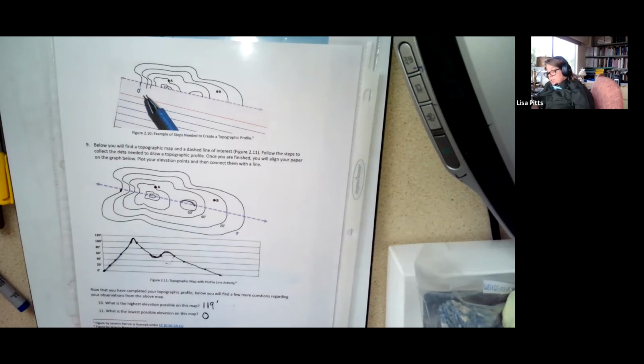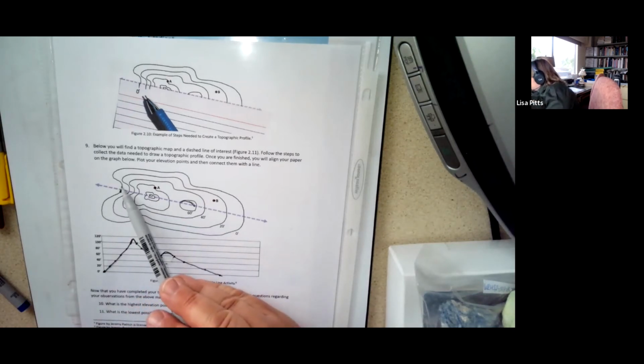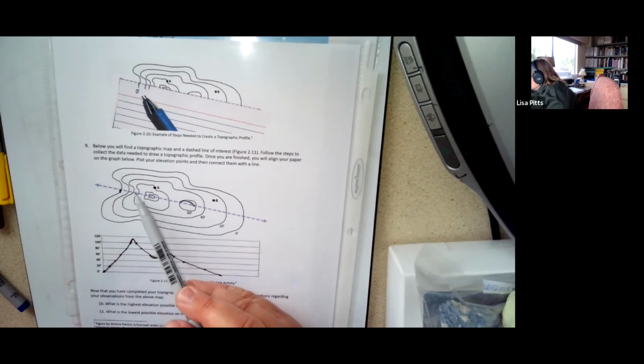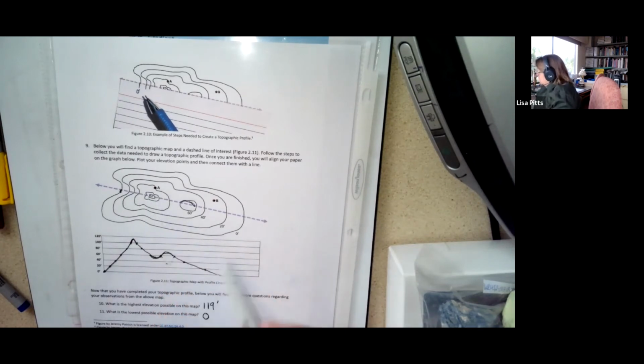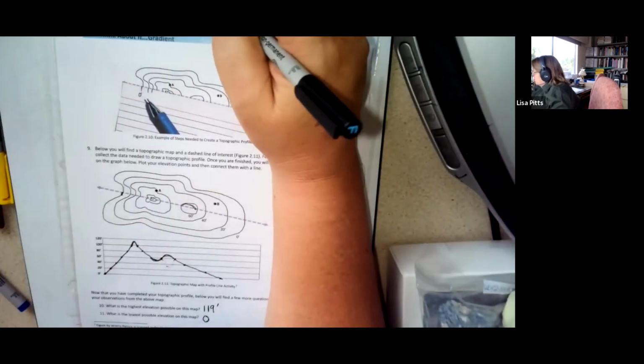Well, it's on a contour line. So all we have to do is figure out which contour line it's on. So let's see here, 0, 20, 40, 60. It's on the 60-foot contour line. So it's got to be 60 feet.